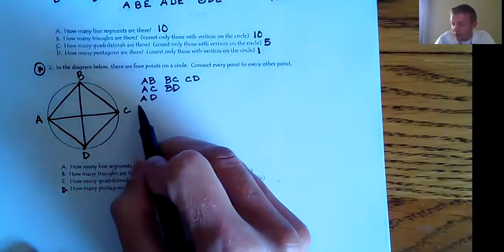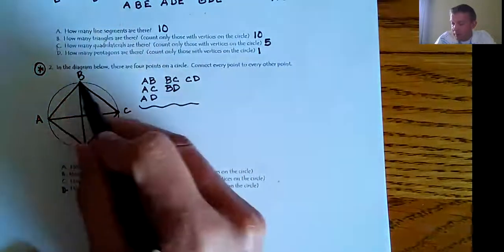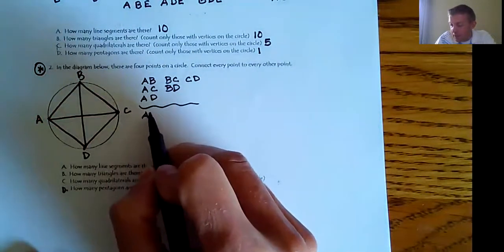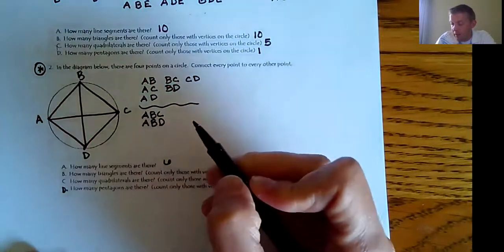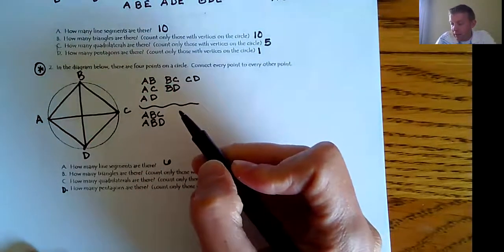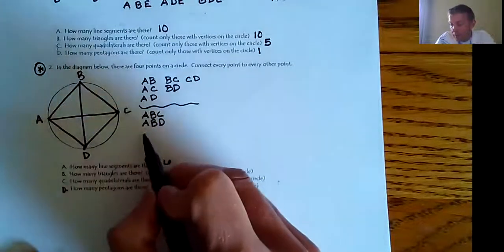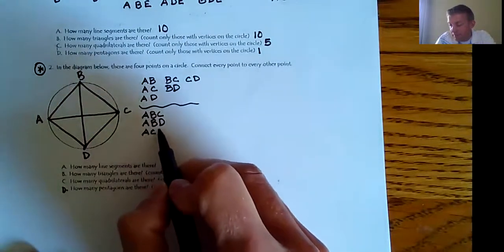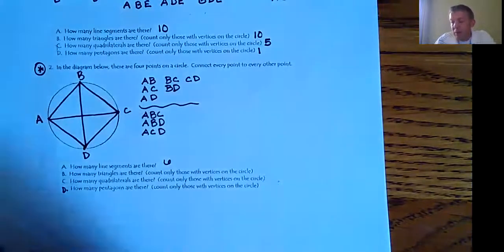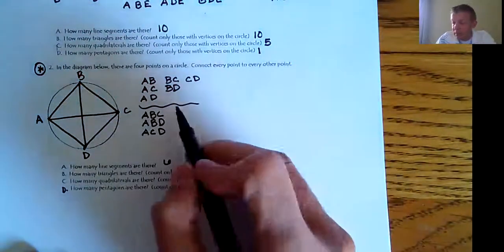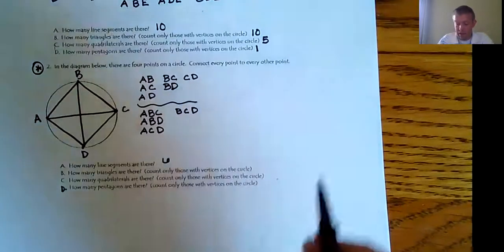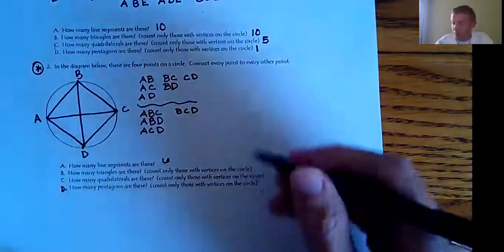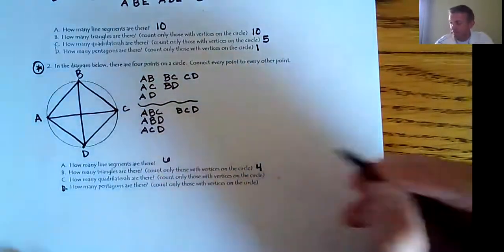Okay, let's do how many triangles. Do all your ABs first. AB with C, AB with D, and move on to ACs. ACD. Okay, then we can do anything with B's. That's just B, C, D. And it looks like I'm done already. It's only 4 triangles.